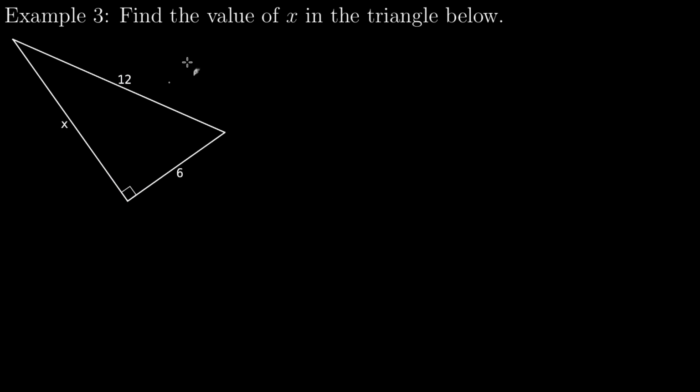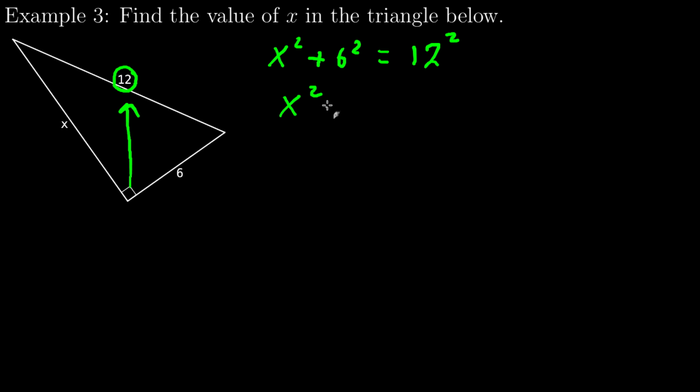All right, another problem. Find the value of x in the triangle below. So I start off, here's my right angle. Across from that is 12. So that means 12 is my c, 12 is my hypotenuse. So I have 12 squared. On the other side, left-hand side, I have x squared plus 6 squared. And I'll work this out. So bring down the x squared. 6 squared is 36. 12 squared is 144.